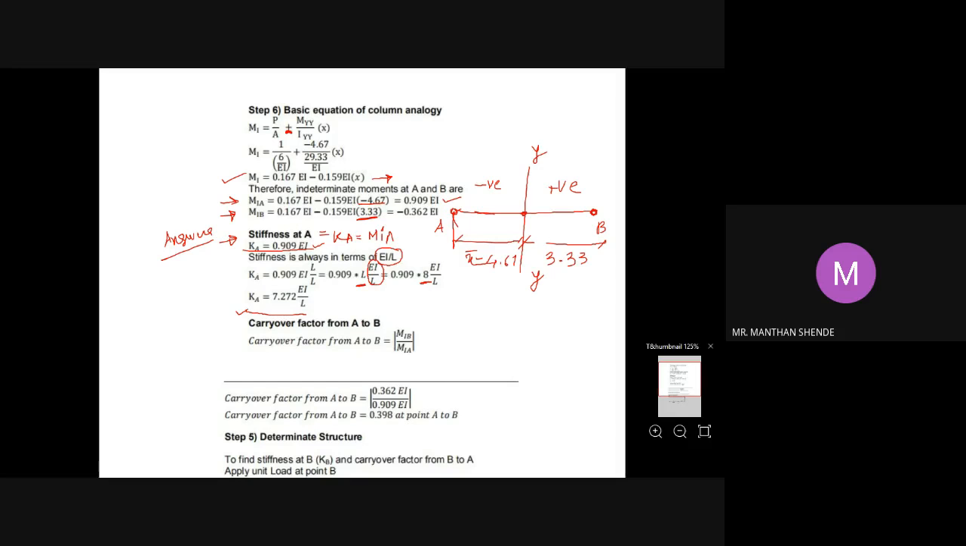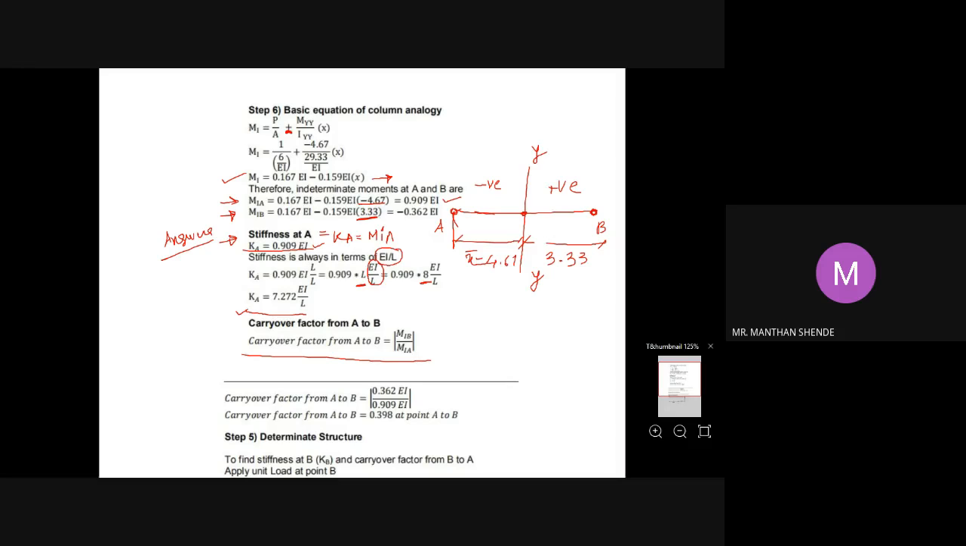Then the carryover factor from A to B. You have to find out the carryover factor from A to B. Just use this formula, taking it in mod. The formula will always be A to B, so the applied moment at A is MIA and MIB is the carryover moment. Always your carryover factor will be equal to the carryover moment divided by the applied moment. So that is equal to MIB divided by MIA.